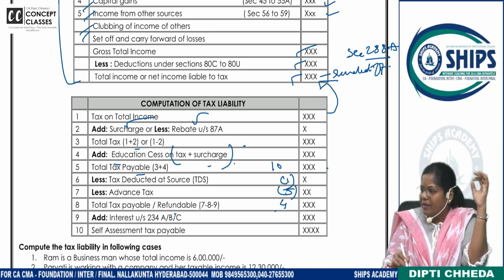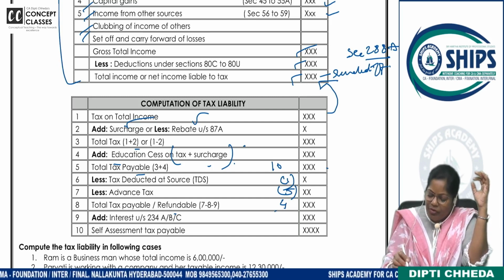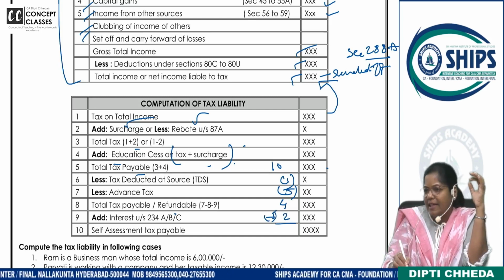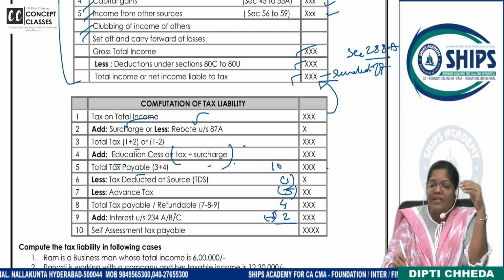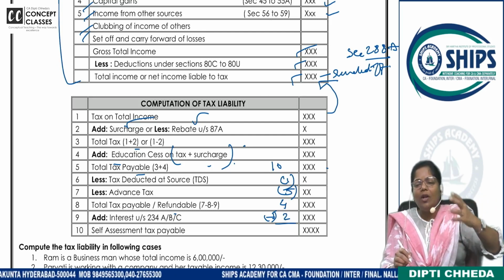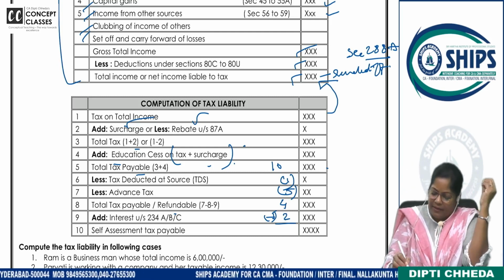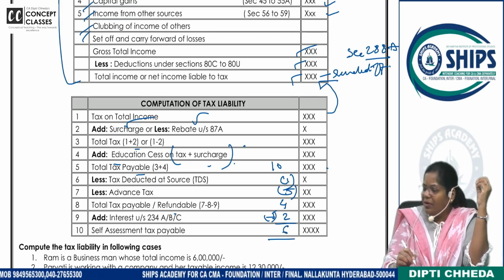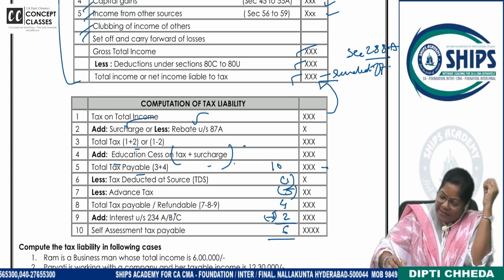4 rupees. This tax, if you pay late, do you need to pay some interest on that? Yes. And then finally, self-assessment means you assess your own tax and pay to government. That is how much? Followed? Here, rounding off will be this tax.